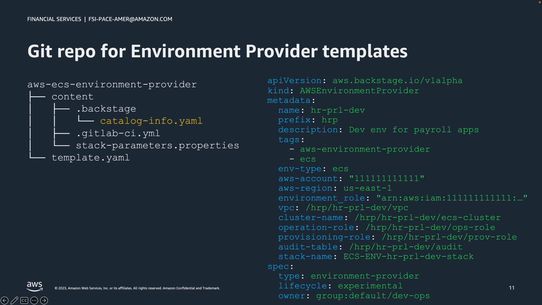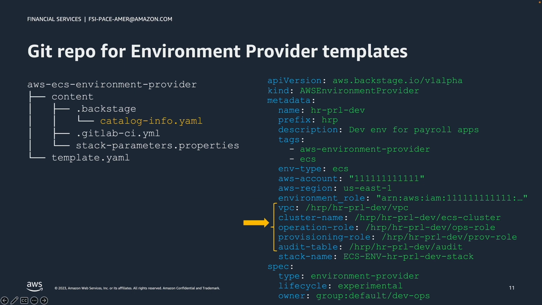Much of the YAML file follows the descriptor format for catalog entities as described in the Backstage documentation. Some unique metadata additions for the environment provider include a prefix used when naming AWS resources, such as SSM parameter paths, and an environment type to indicate the type of runtime supported by this environment provider. Valid values include serverless and ECS, with additional support planned for the future. The AWS account and region specify the account and region where this environment provider's resources reside. The environment role is a role in the environment provider's target account, which will be assumed during the GitLab pipeline to provision the environment resources.